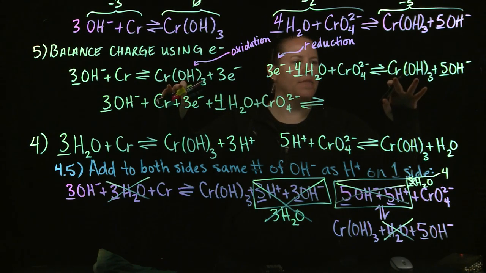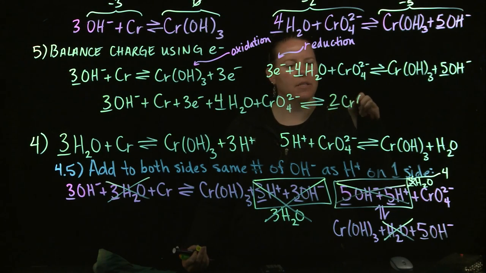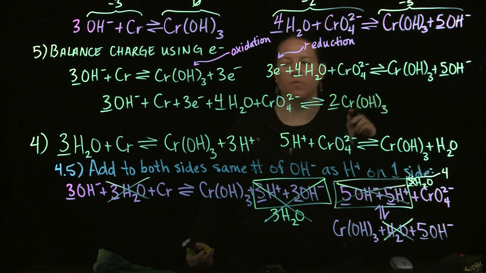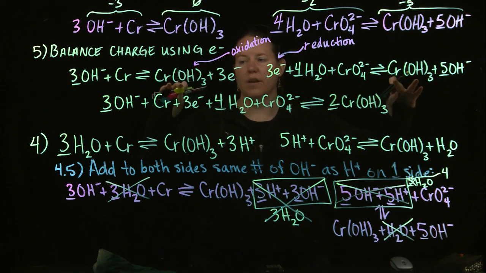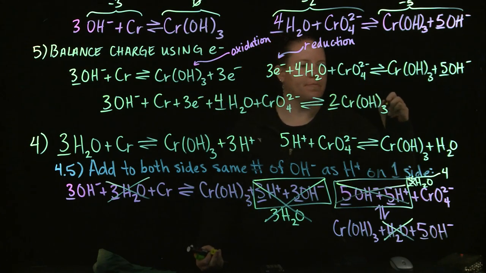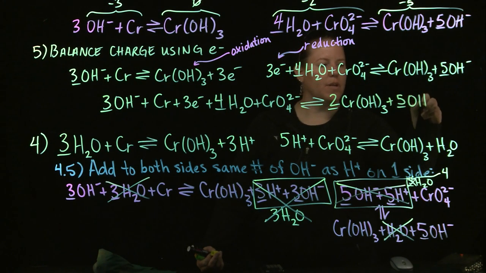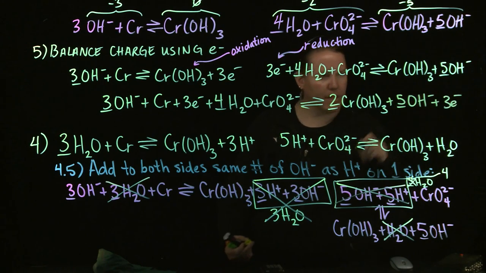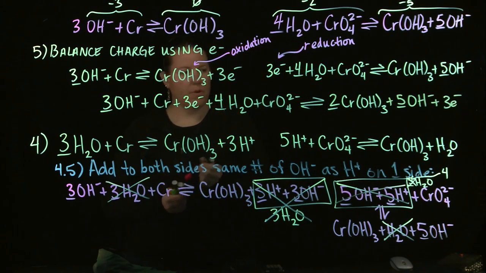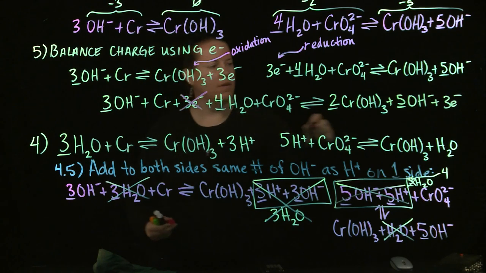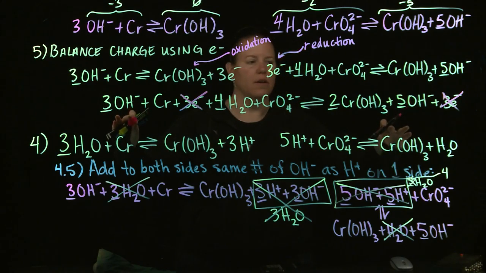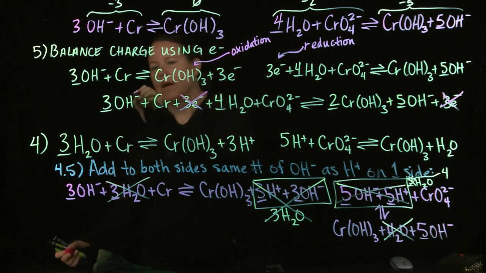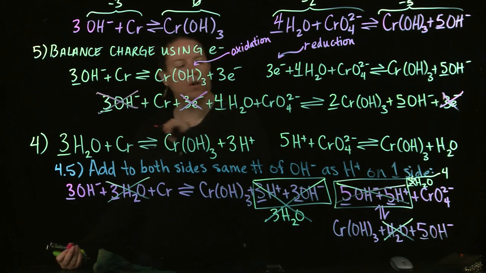And notice that I can add these two together to make Cr(OH)3(s), chromium 3 hydroxide. There's one here and there's one here. So if I add those together, I get 2. And 5 OH minuses plus 3 electrons. Notice that the 3 electrons cancel out. And so do some of the OHs, right? So there's 5 OHs on this side and 3 OHs on this side. I can cancel out the smaller side. And instead of 5, 5 minus 3 is 2.